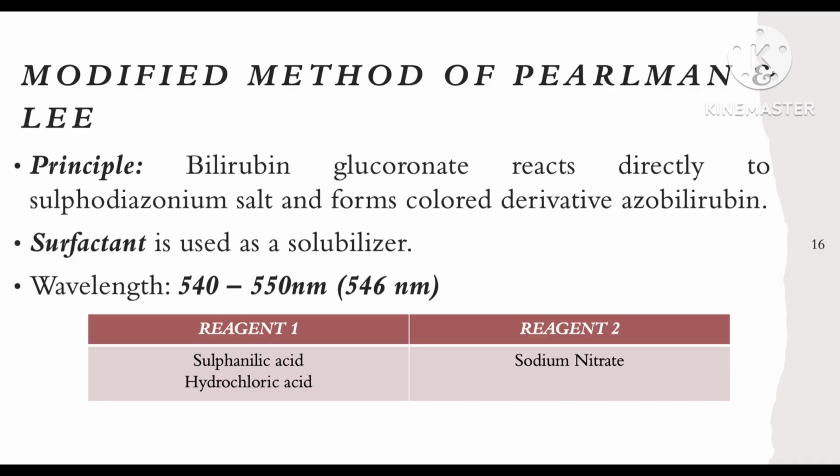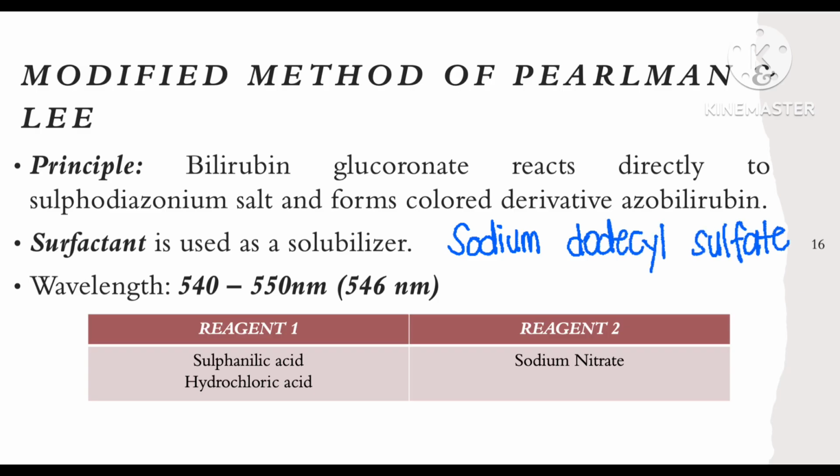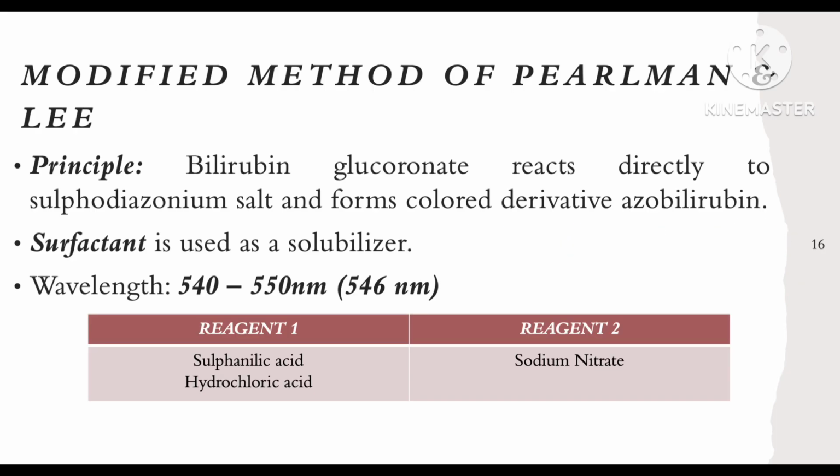The modified method of Pearlman and Lee uses a surfactant as a solubilizer or accelerator, replacing older solvents like methanol or caffeine benzoate. It helps unconjugated bilirubin, which is water insoluble, to dissolve and react, allowing measurement of total bilirubin in the same assay. The common surfactants used could be SDS or sodium dodecyl sulfate or similar detergents. Essentially, the surfactant allows both direct and indirect bilirubin to react smoothly without separate accelerators.